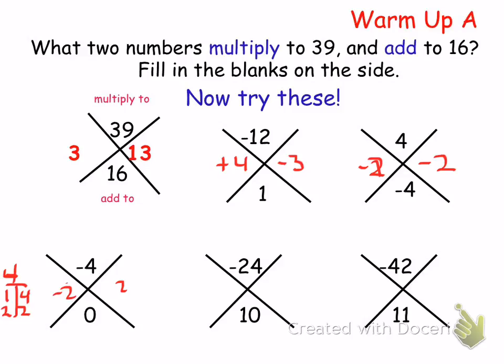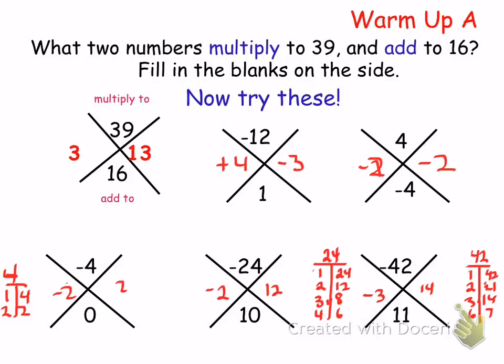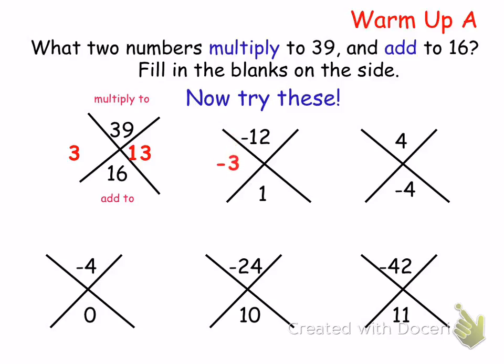Okay, next two, why don't you guys try on your own? Go. Pause the recording. Okay, now check your work. So we noticed that negative 2 and 12 work for 24 and 10. And negative 3 and 14 work for negative 42 and 11. All right, can we move on, or do you feel like you need to practice it a little more? Okay, anybody who's still confused, I can be here for like 10 minutes right after school if you want to start your homework then.